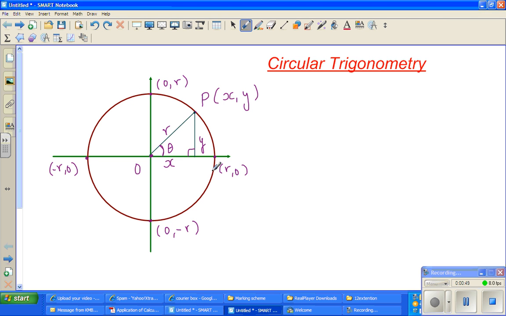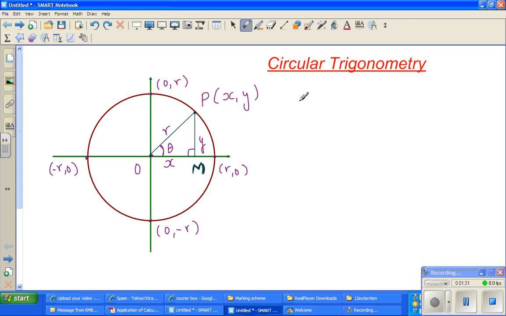starting with a circle. Now this is a circle with radius r. So this point is (r, 0), this is (-r, 0), (0, r), and this is (0, -r). Now this is the origin, this is O, and this is any arbitrary point P, and this is a right angle triangle. Let me name this letter M. Again, we are using right angle triangle here, but later on this r will change to 1, and we'll move on to the unit circle.